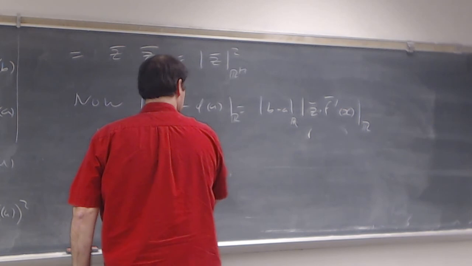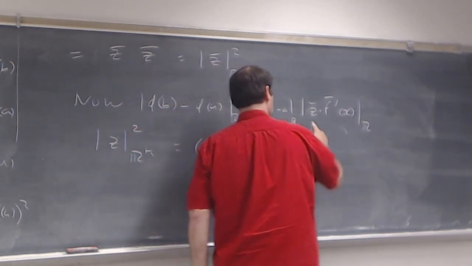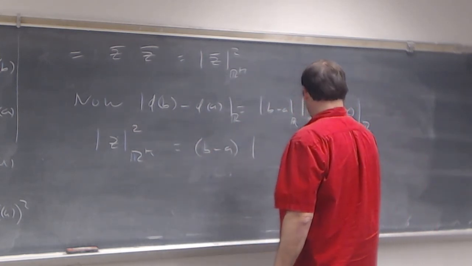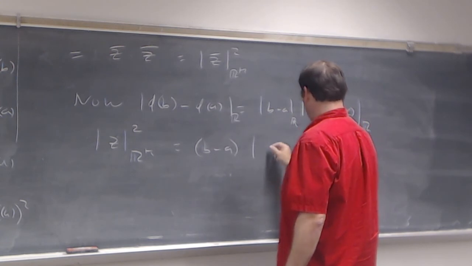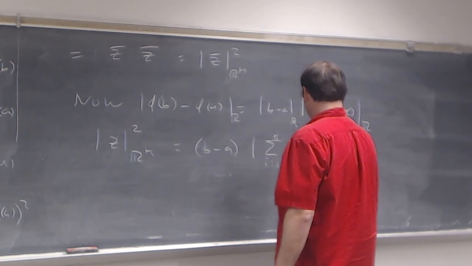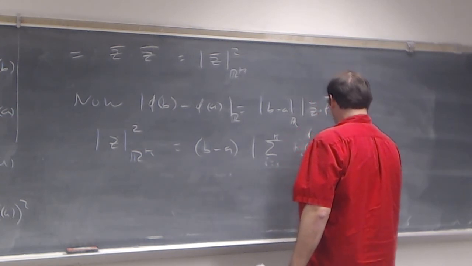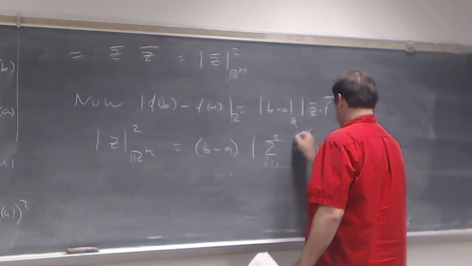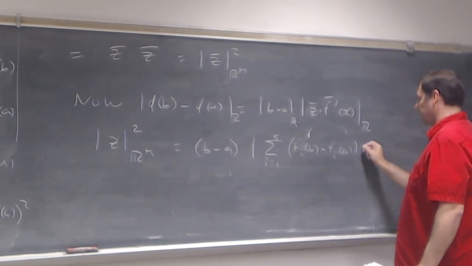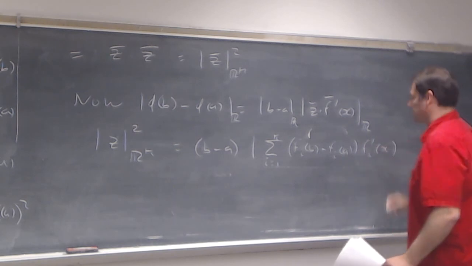squared in R^k. It is going to be equal to the absolute value of B minus A. Well, B is bigger than A, so that's just B minus A. And here we have this absolute value. I'll expand this, but this dot product is nothing more than the sum as i runs from 1 to k of f sub i of B minus f sub i of A, and then times f sub i prime acting on X.